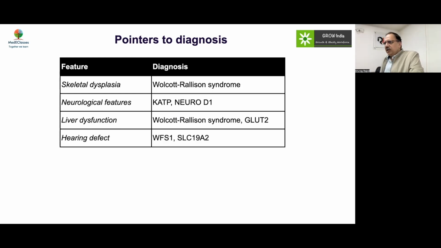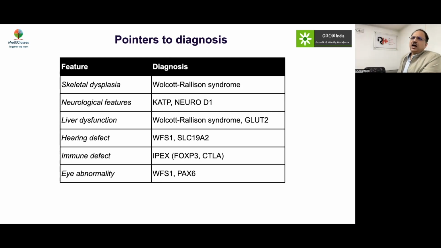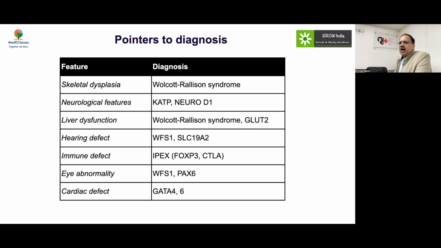Hearing defect in Wolfram syndrome, which we haven't mentioned here, and Rogers syndrome, which will come more in the next class, which will be on monogenic diabetes. Immune defects in IPEX, eye abnormality in Wolfram syndrome and PAC6, cardiac defect as we discussed, GATA4 and 6.